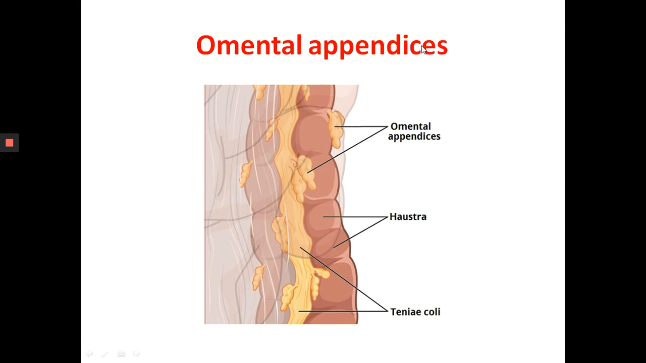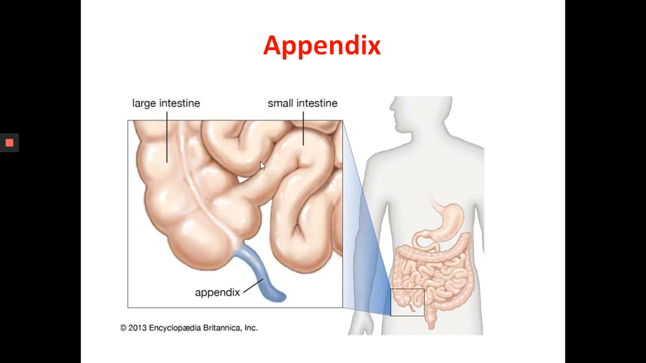Then omental appendices. At the surface of the intestine are omental appendices, small peritoneal pouches filled with fat. They are found along the sides of the taenia coli, and are also called epiploic appendages or appendices epiploicae.